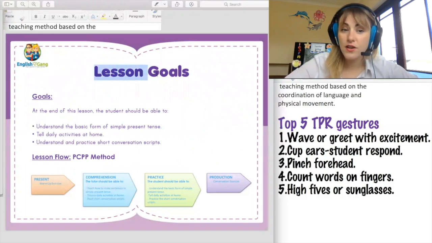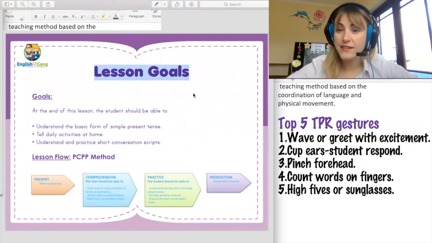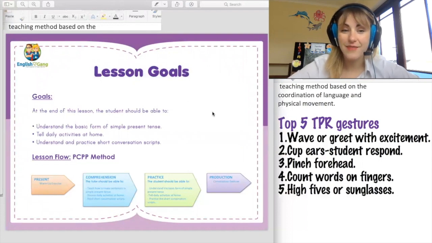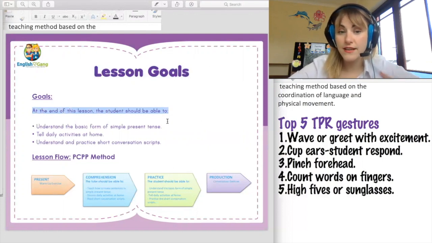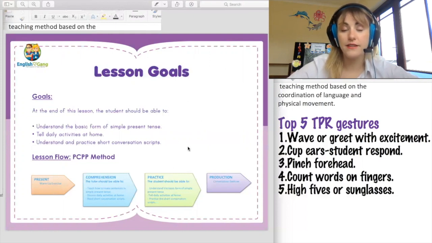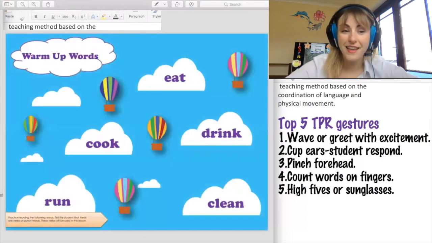So before we start, we always go through our lesson goals. These goals keep the learners on track and motivated to know what we're aiming for in a specific lesson. So at times I would read part of it, or depending on the student's needs, if they are a strong learner, a strong reader, I would suggest that they read it and make sure that they understand all the words used in the goals. Next up are our warm-up words.